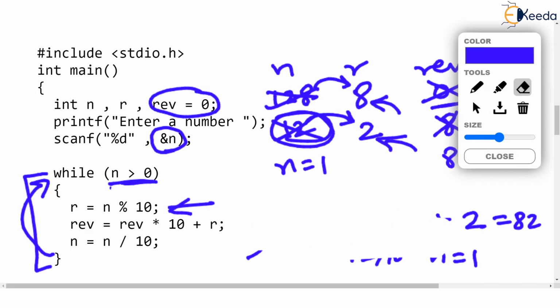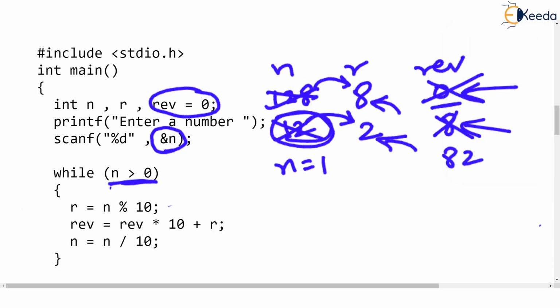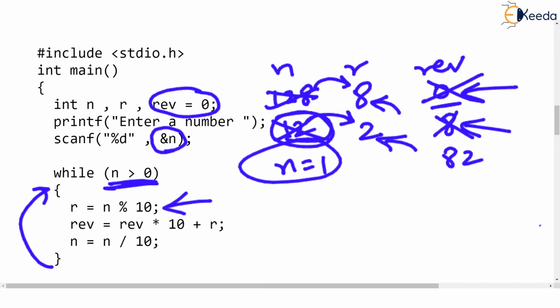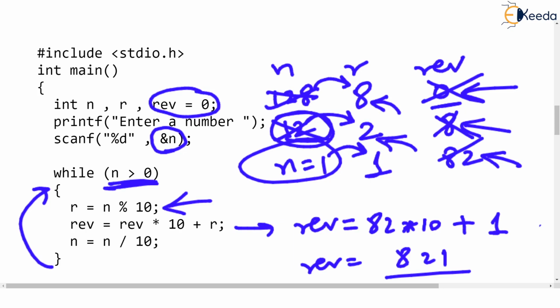So now let's go back to while. And while will repeat, obviously. Because n is 1 and 1 is greater than 0. So the next line here, r becomes 1, isn't it? 1%10. Now if you solve this line, rev becomes rev into 10, but rev is already 82. So 82 into 10 plus r is 1. So this becomes 821. Rev becomes 821. New value of rev is 821.